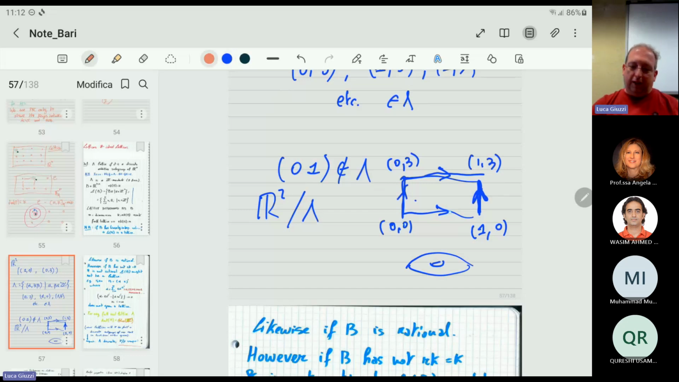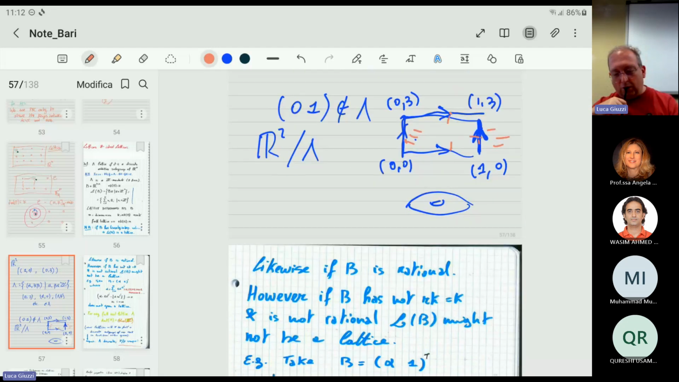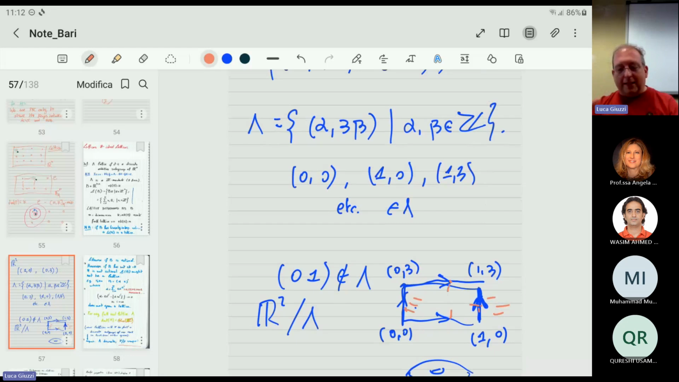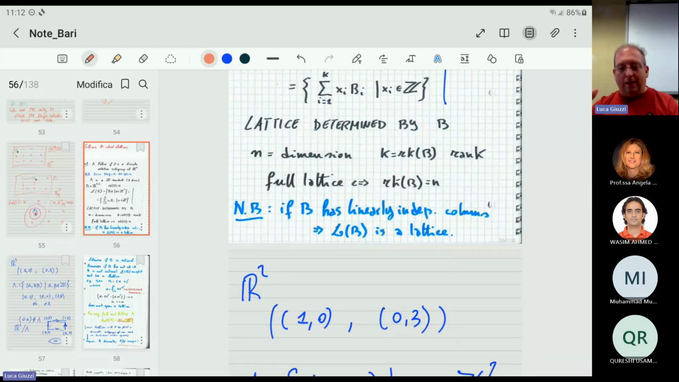Because if you move up, you get here, and then you end up down below. And it's the same if you move to the right: you identify whatever is on the right-hand side of this arrow with what is here. And then you have a torus, a ringlet, if you wish, if you're not familiar with the word torus. So this is basically what we have.